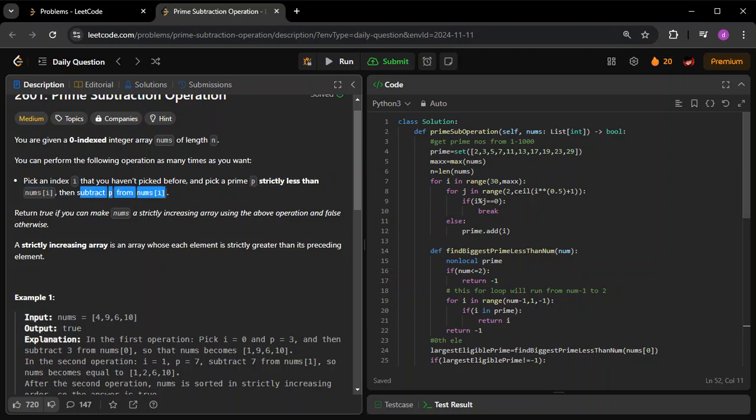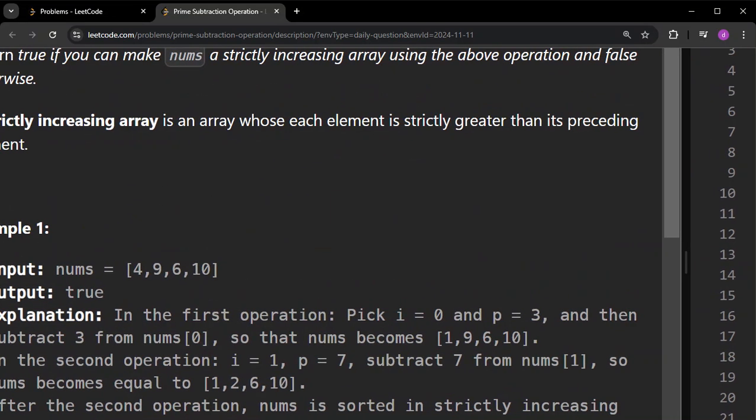I will show you this with an example if you're not able to understand it from the theory, so let us move further for now. Return true if you can make nums a strictly increasing array using the above operation, and false otherwise. For example, this 4 I can subtract with the prime number which is smaller than 4, which is 3. Remember the prime number has to be smaller than the current element, so I will subtract 3. I'm getting 1. Now this particular position is going to be 1.